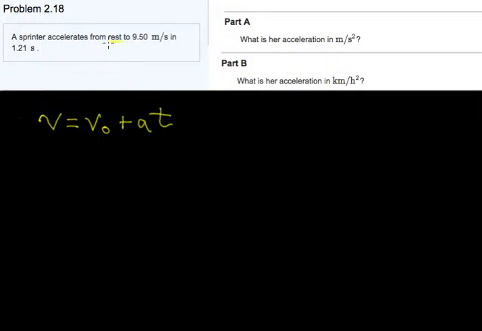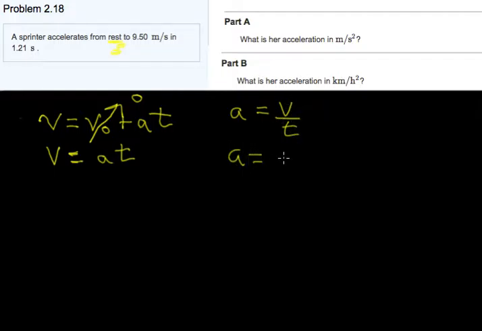Now, they're starting from rest. So this tells us that the initial velocity, v0, is going to go to 0. And so we have v equals a t. If we solve this for a, we can rewrite it as a equals v divided by t. So we'll plug in our given numbers, 9.50 meters per second over 1.21 seconds, and we get 7.85 meters per second.